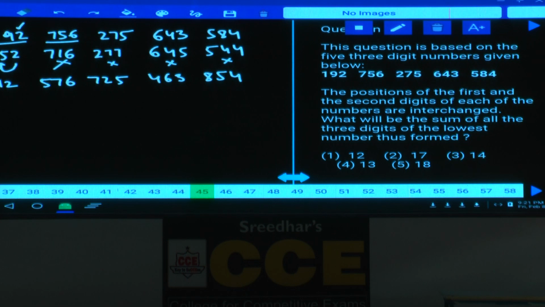Then what will be the sum of all the 3 digits of the lowest number thus formed? Tell me what is the lowest number here? The lowest number is 463. And what is the sum of all the 3 digits? 4 plus 6, 10 plus 3, 13. Choice 4.